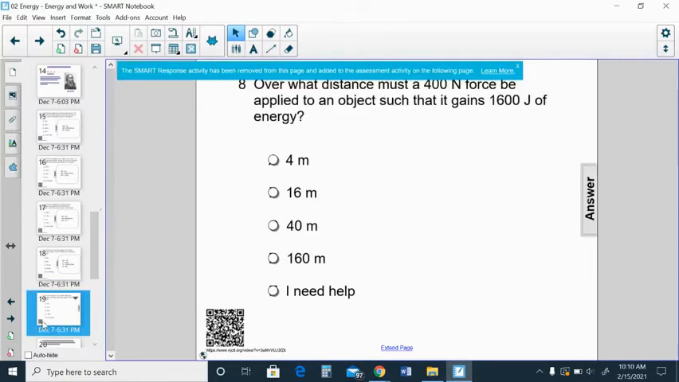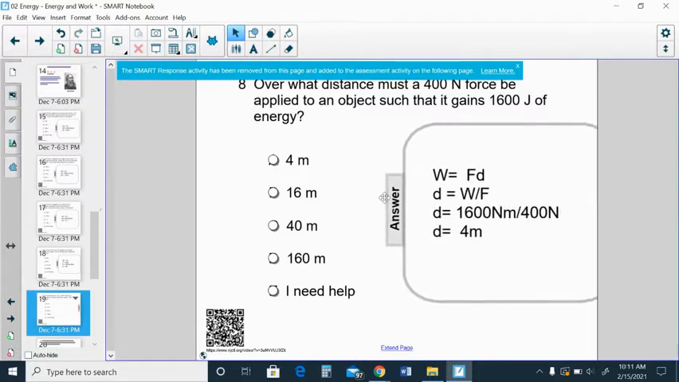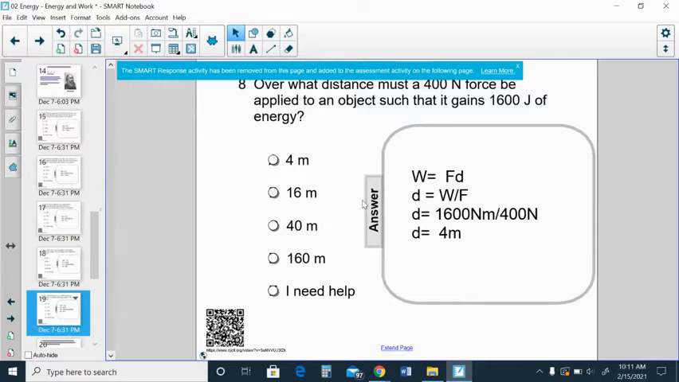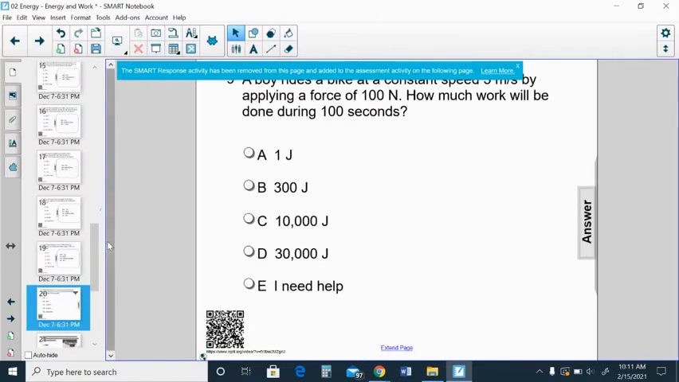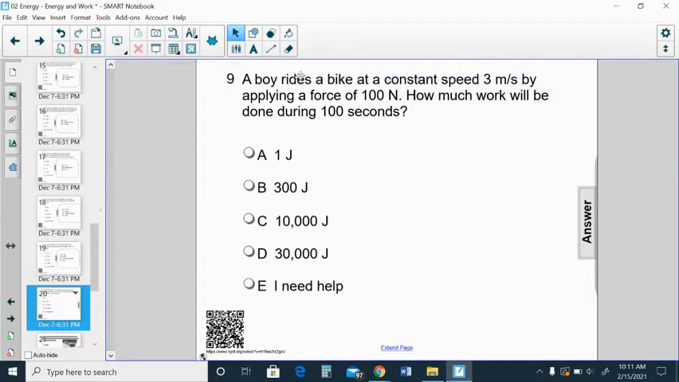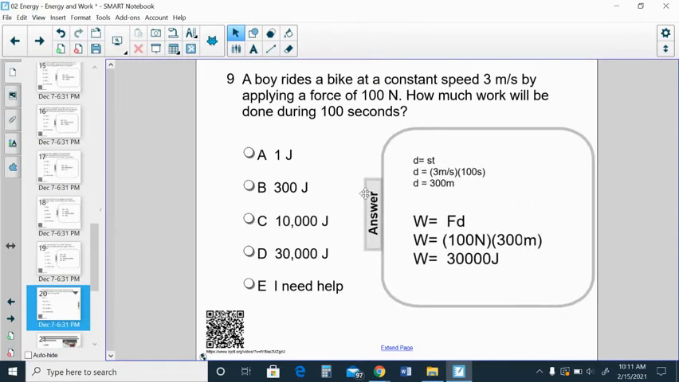The next one here, you all said A, which is also correct. So great work all around. Again, just rearranging that equation, and we are plugging and chugging at this point. Now the next one, we have the boy riding the bike. Okay, we're given speed. This one was a little more split. We've got speed given, we have a force, and we have time. So we're not clearly given a displacement. Most of you said that the answer was D, 30,000 joules, which is correct.